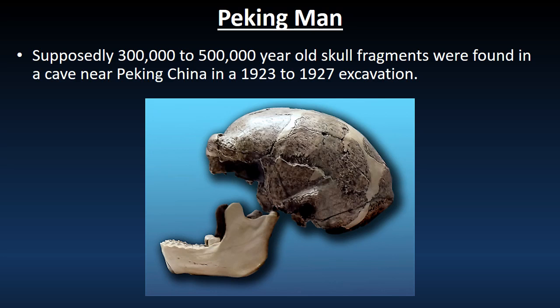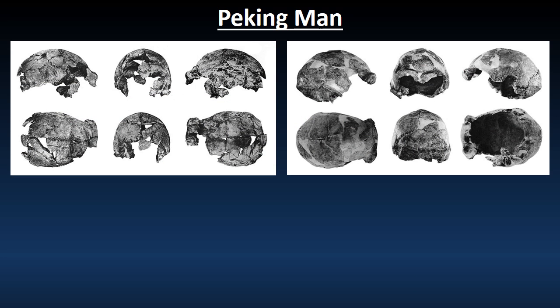Peking Man. Supposedly a 300,000 to 500,000 year old skull. This guy was really pushing the envelope on how old it was. He's going to go for broke. But a lot of skull fragments were found in a cave near Peking, China, between 1923 and 27. So there's some pictures of what they were and pieced together.